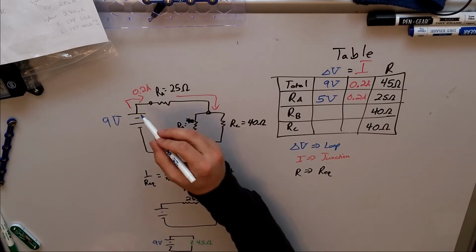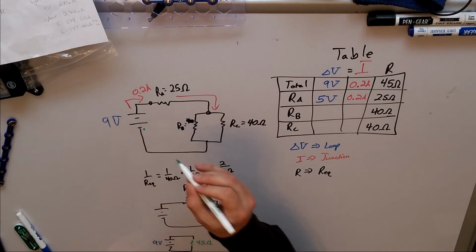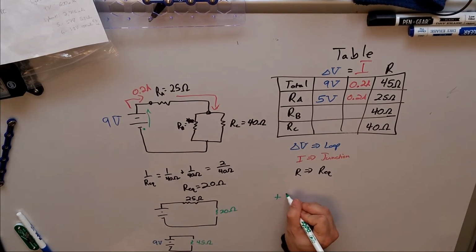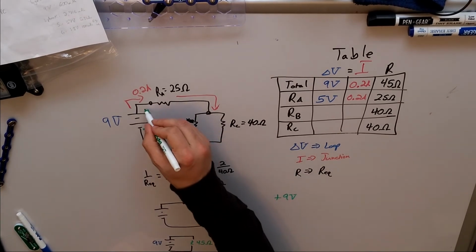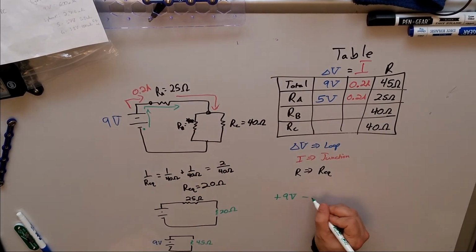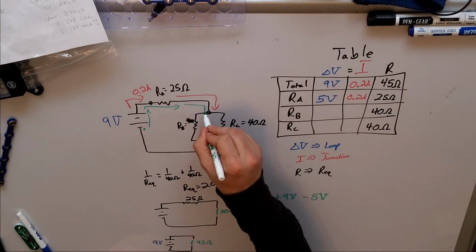Let's apply some loop rule. Here's what I'm going to do. I'm going to go around my circuit. I'm going to start on the far end of the battery like I like. I go across the battery, and the battery gives me plus 9 volts. I keep going. I go across RA. We said that RA takes away 5 volts. It lowers us down by 5 volts. And then we go over here.